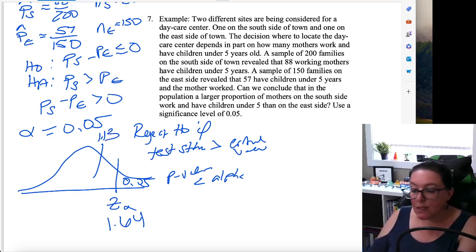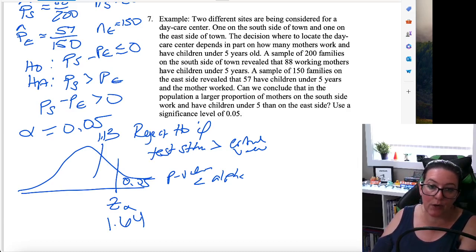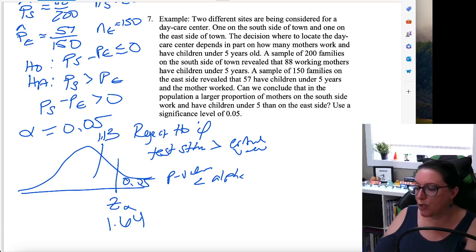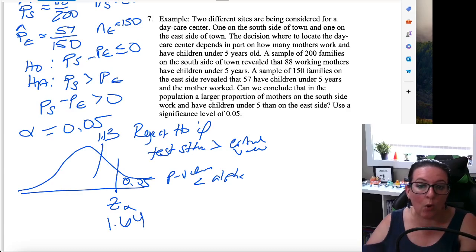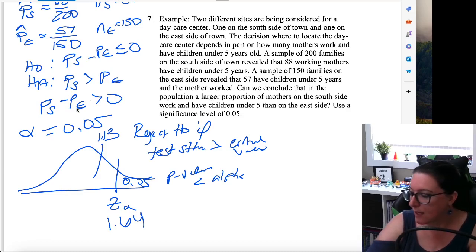So when we look at this, it says reject the null hypothesis if the test statistic is greater than the critical value. It is not greater than the critical value, so we fail to reject the null hypothesis. And it could be that the proportion, the percentage of working women with children under 5, is the same in the South and the East. So it's possible they're the same, or that we don't have a big enough sample size, or our methods couldn't detect the difference if there is a difference there.